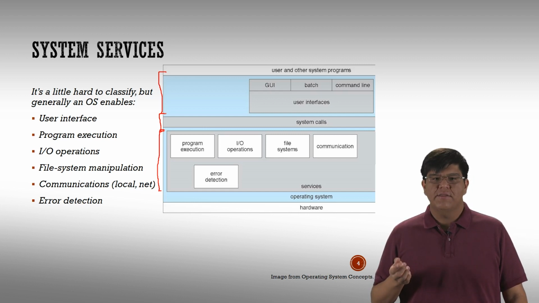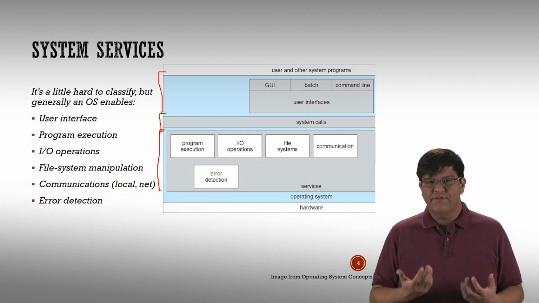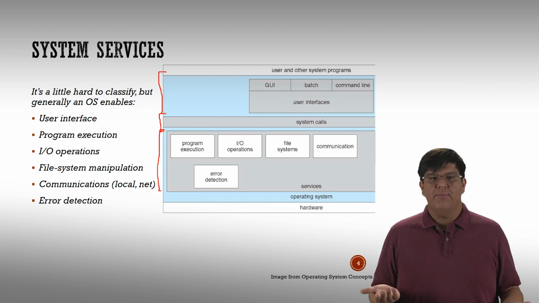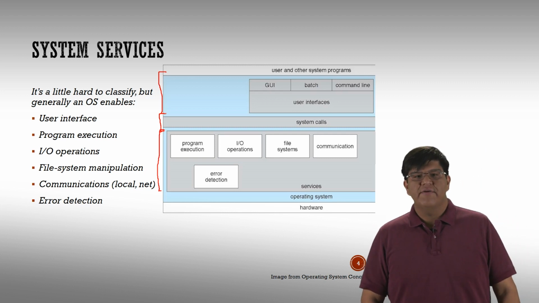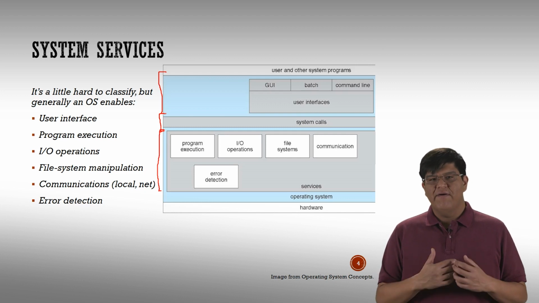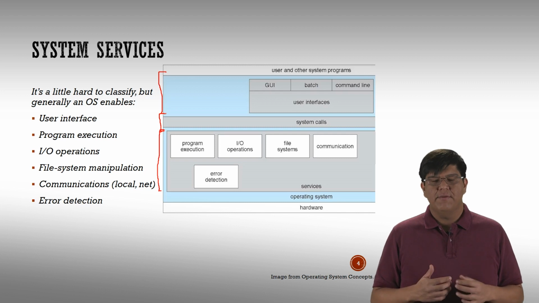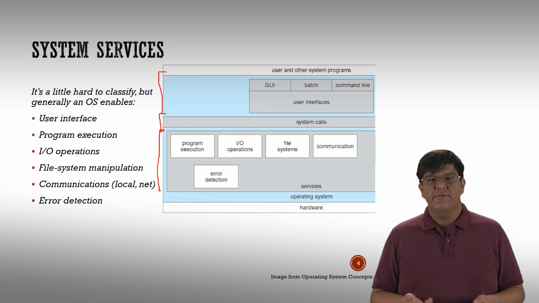Let's jump back to the list on the left-hand side. These are some features that your OS should support, low-level services that your other programs are going to want to use. For example, user interfaces. This is a class of software that refers to how the user interacts with your system. You have, for example, a graphical user interface, a command line interface, or a batch interface.